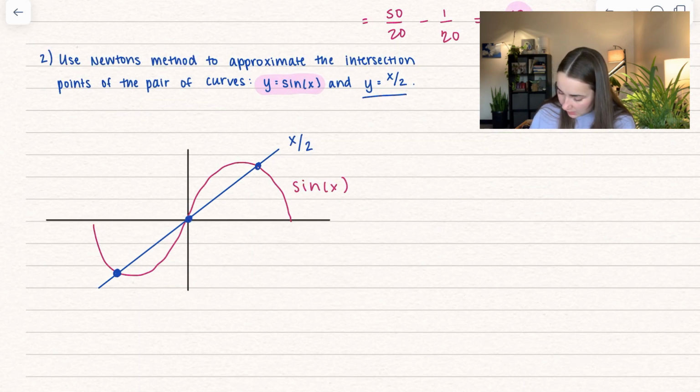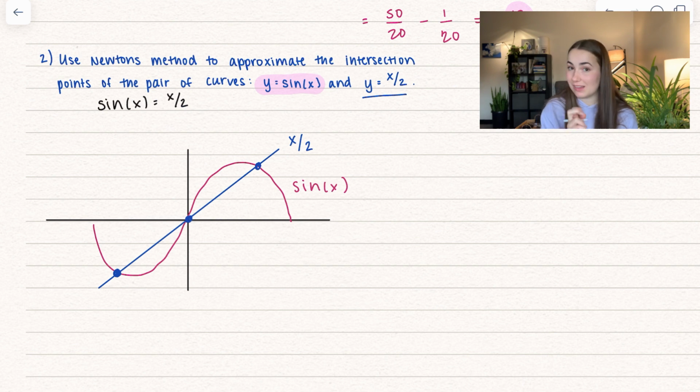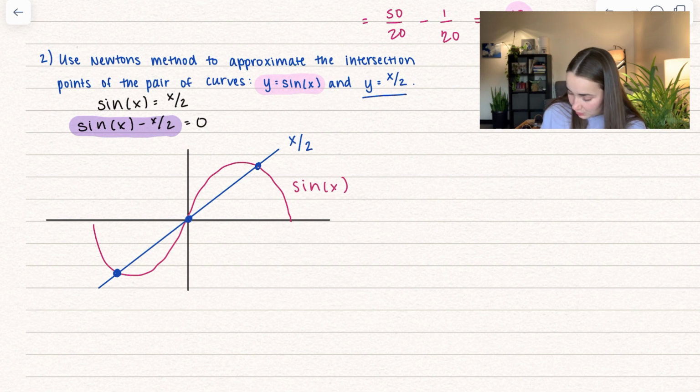So really what we're doing here is we're setting these two equal to each other. We're taking sine of x and trying to find where it's equal to x divided by 2. So in order to solve for the zeros of this, we create a new function. It's like if I subtracted over that x divided by 2, and this is equal to 0. This right here is the new function that we're trying to find zeros of. So we're going to say f of x is equal to sine of x minus x divided by 2.